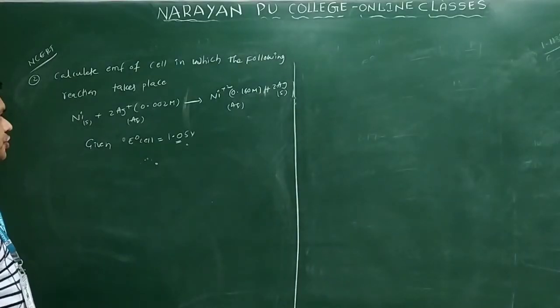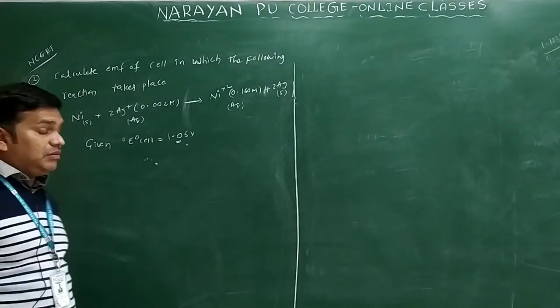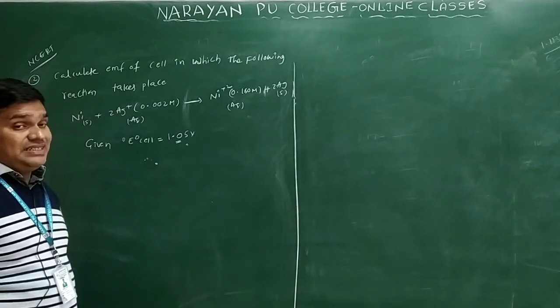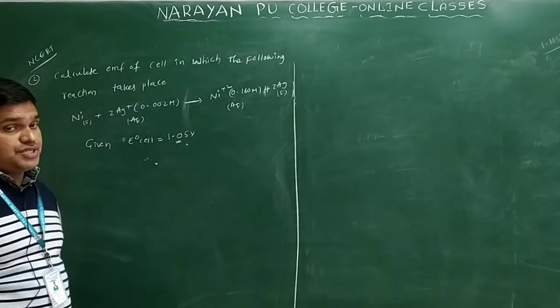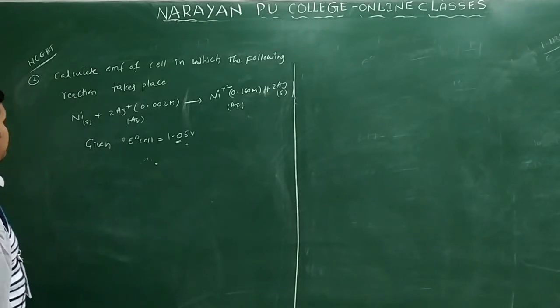So there is one more question, this is also from the NCERT only. Calculate the EMF of the cell for the following reaction that takes place: Ni solid plus 2 Ag+ with concentration 0.0002 M gives rise to Ni2+ with concentration 0.160 M plus 2 Ag, and given E naught cell is equal to 1.05 V for the reaction only.